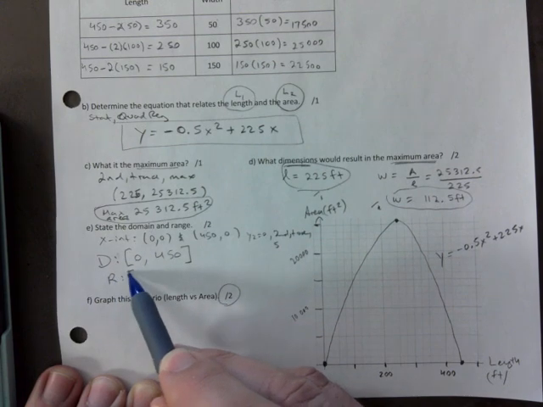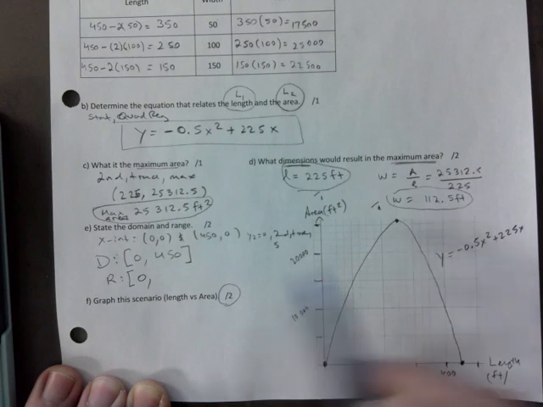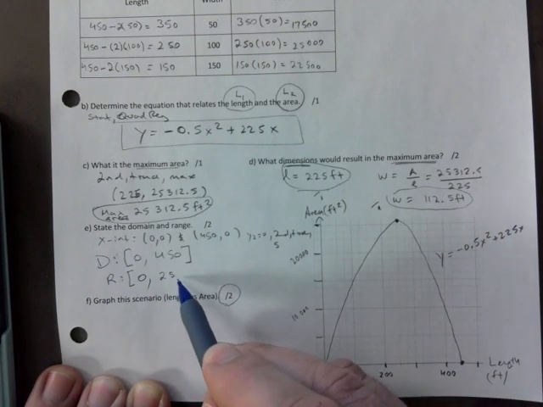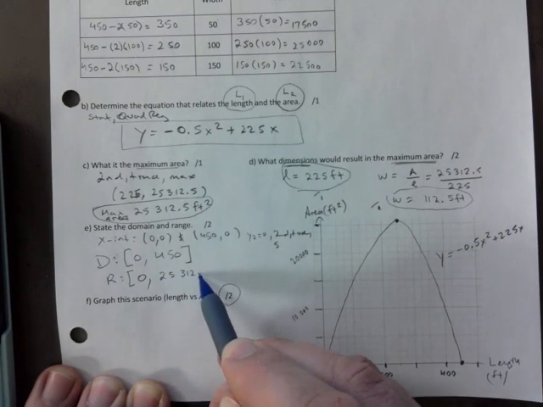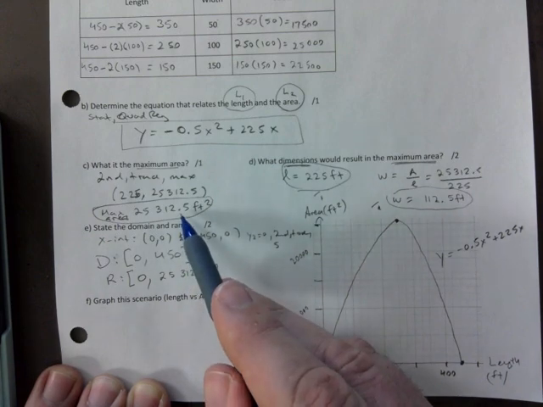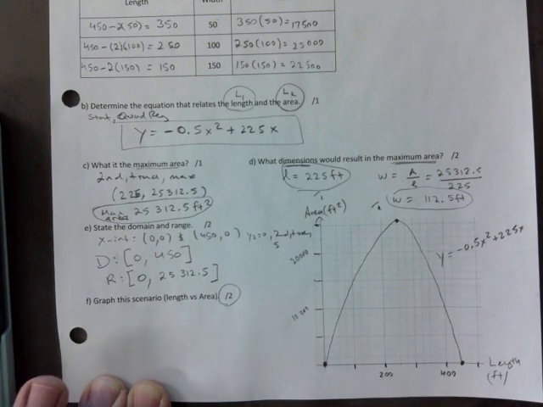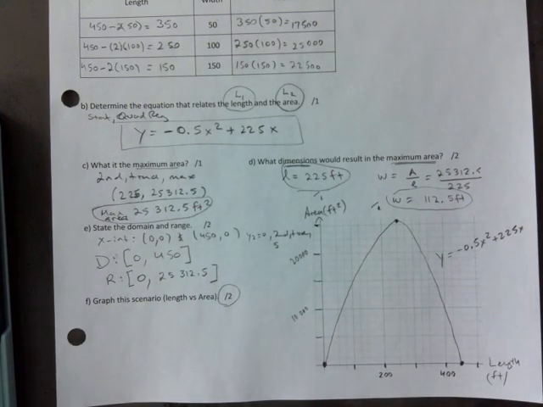The range, you go from 0, right? 0 all the way to the top. The greatest area is the y value of the vertex, which is right there. So you would get 1 mark for each of those entries right there.